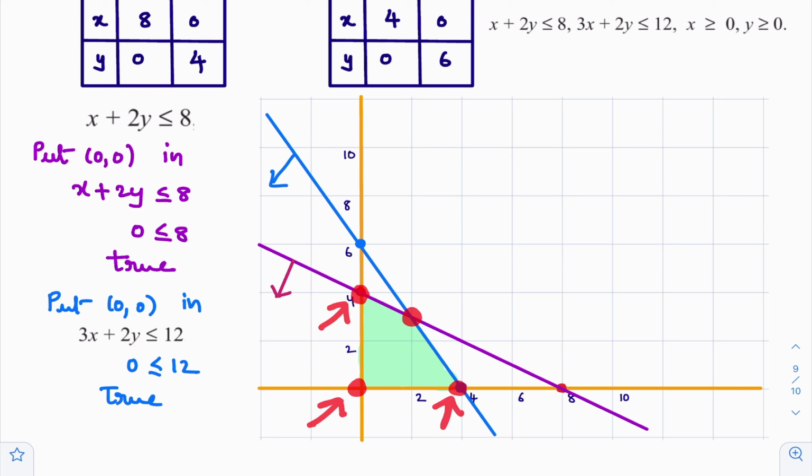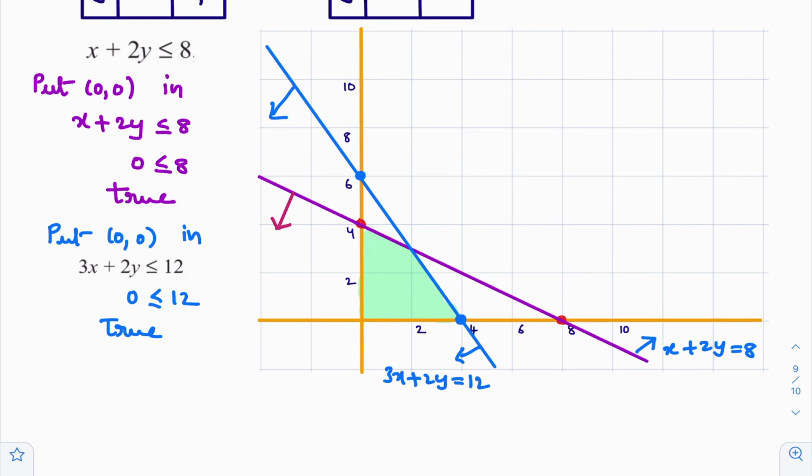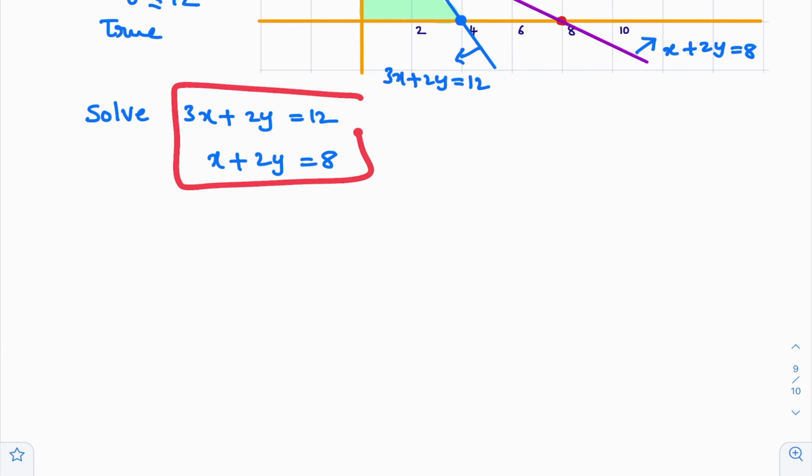This we do not know, right? This point is nothing but the point of intersection of these two lines. As we need to find the corner point, this is the point of intersection of these two lines. So I'll solve these two line equations to find this corner point.